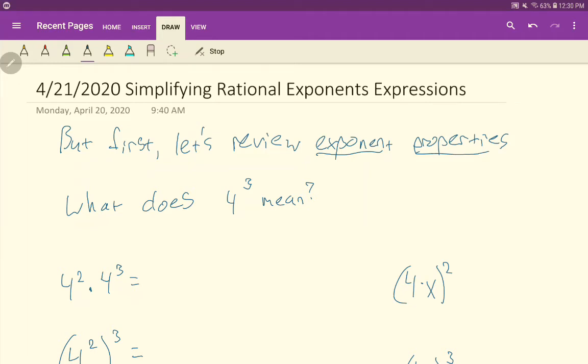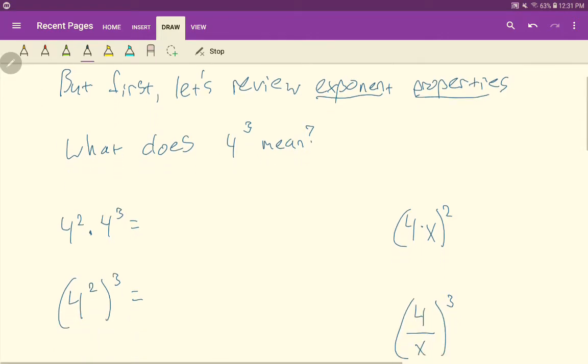So we're going to get into simplifying rational exponent expressions. We'll be spending 2 days on this, and then we'll spend 2 days also solving rational exponent equations too. And then we'll have our quiz on Friday, Assessment Friday. Okay, so let's get into things here.